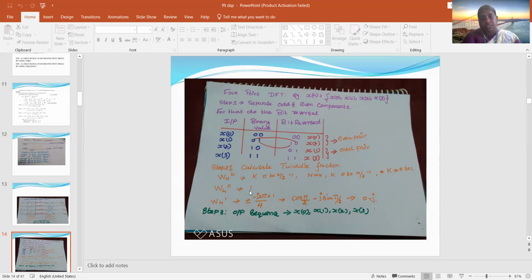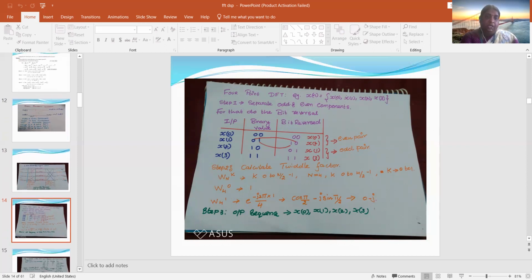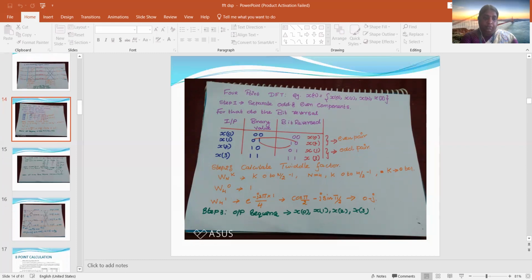If I am substituting 0, the answer is 1. If I am substituting 1, e power minus j 2 pi, k value is 1 and n value is 4, my answer is minus j. So like that, I am getting the twiddle factors for 0 and 1. And the output sequence is as it is. Whatever we are getting, in the same order we can get the output. So no need for the bit reversal in the output. Only on the input side we have to do the bit reversal.